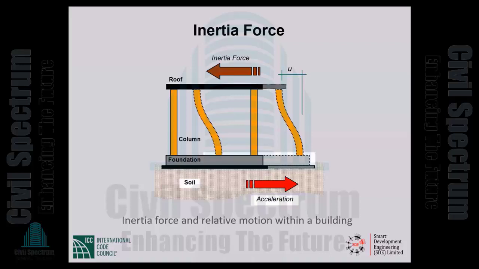So the foundation wants to move, in this case from left to right. The mass cannot or will not because of what we call inertia. It likes to stay behind. Now, when something wants to move and the structure doesn't let it move, that means that a force opposite to the motion is created, and that is the inertia force that we talk about. So earthquakes induce inertia forces in the masses that make up a structure.